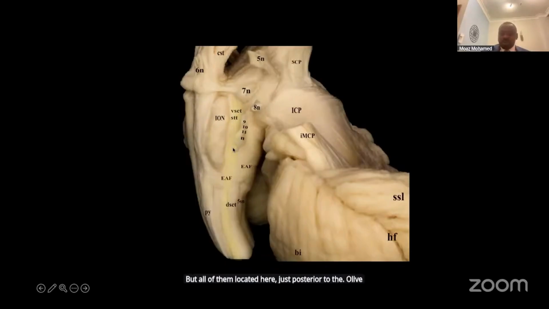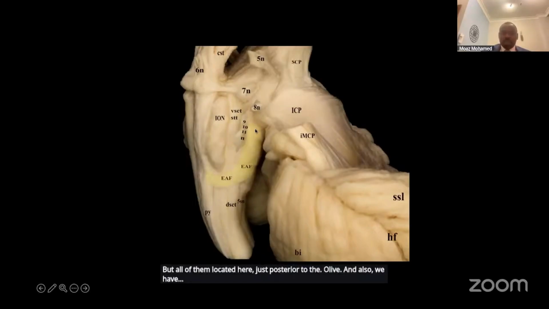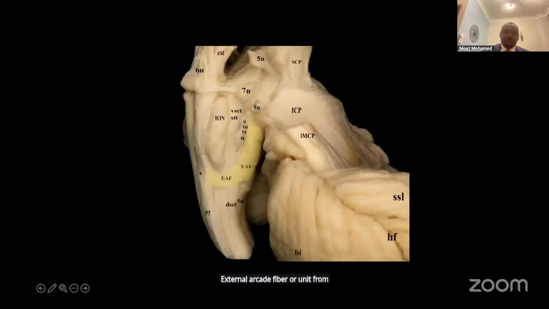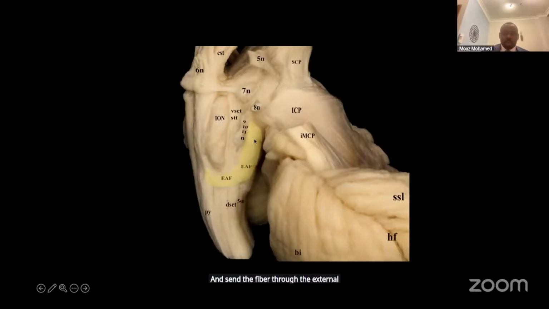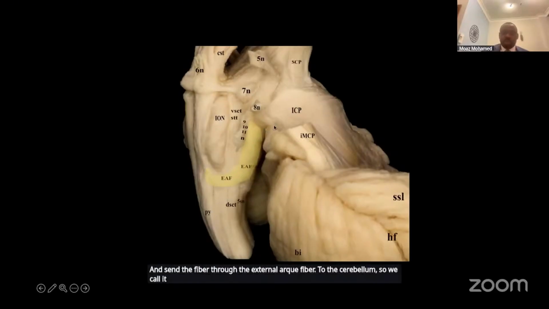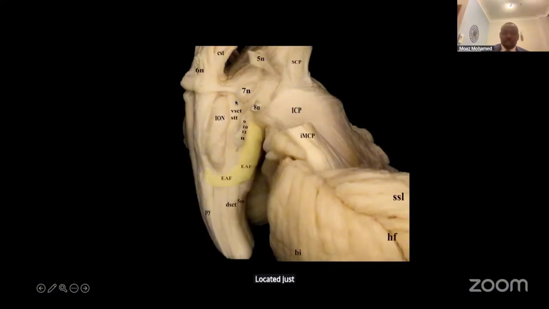And also we have this very important structure, external arcuate fibers. External arcuate fibers originate from here, from the nuclei located anterior to the pyramid. We call them arcuate nucleus. This arcuate nucleus is part of the pontine nucleus. During embryology, part of this pontine nuclei descend down here and send the fiber through the external arcuate fiber to the cerebellum.